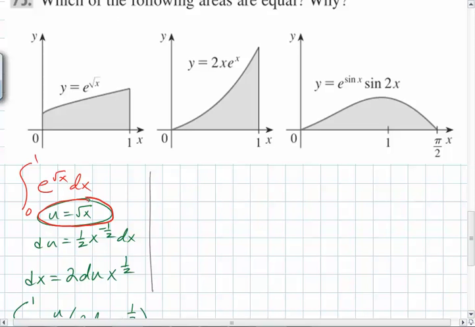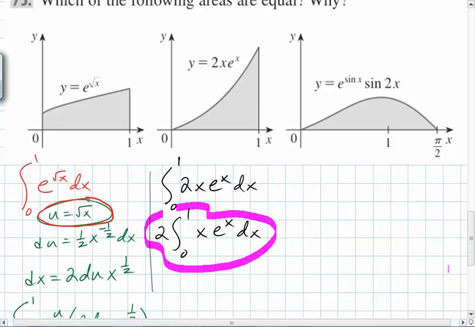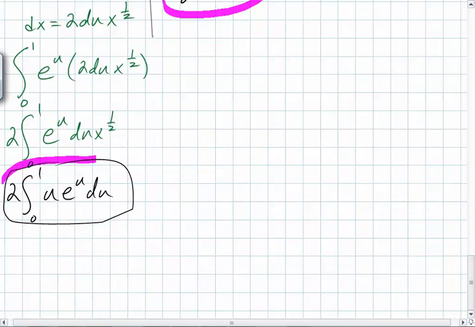So this integral is what? The integral from 0 to 1 of 2x e to the x dx. What can you factor out? 2 times 0 to 1 of x e to the x dx. Does that look familiar? What is this? This is the exact same thing as this. Does it matter that it's called u and x? Not at all.